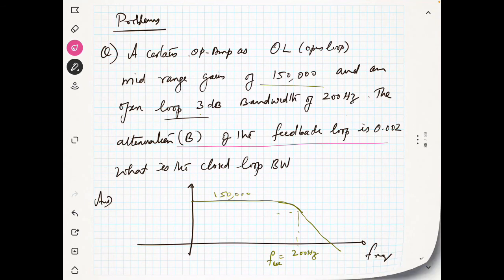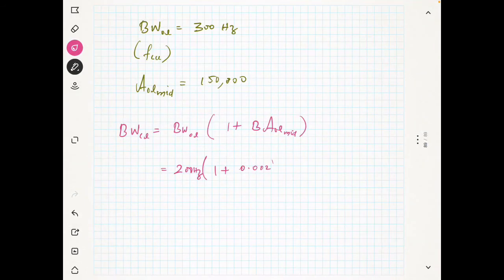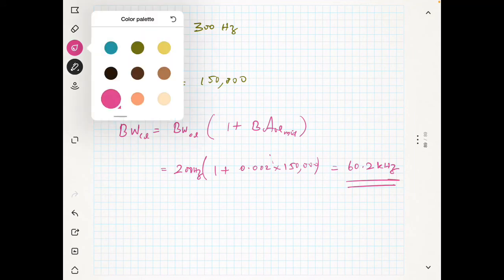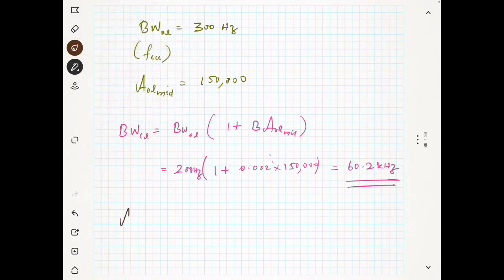The feedback is actually 0.002 into 150,000. Okay, that's it. So you will get this as 60.2 kilohertz. Okay, so I hope this problem is clear to you. And what will be the closed loop gain? It is not asked anyway.